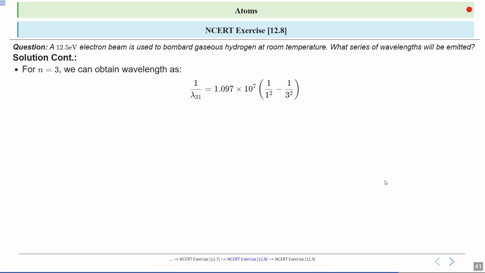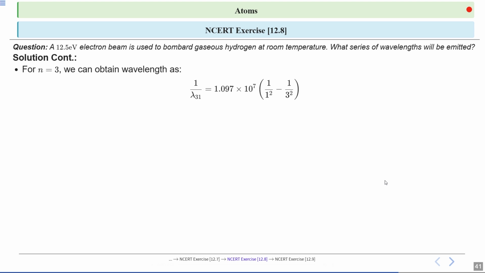So here we use Rydberg's formula to find the wavelength. The generalized formula is 1/λ_IF equals R_H times (1/n_F² minus 1/n_I²), where R is the Rydberg constant. For this transition, n_1 is 1 and n_2 is 3. Plugging in these values helps us set up the calculation, and the equation becomes 1/λ_31.